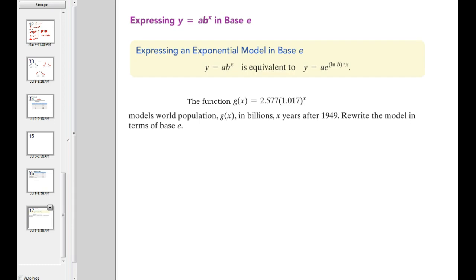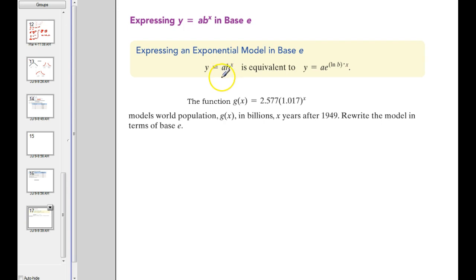Hello, everyone. This is the last thing from 3.5 notes, and this is changing an expression that looks like this: y equals something times b to the x, where b is the base of some exponential, and changing that to base e, changing b to the x to base e.